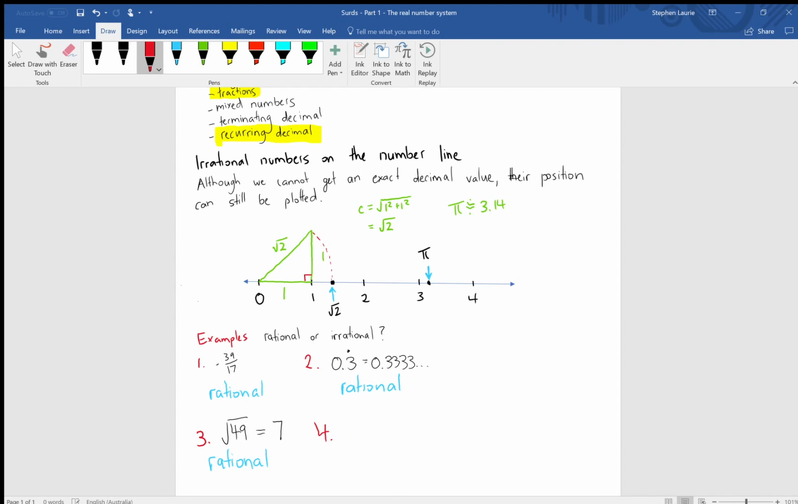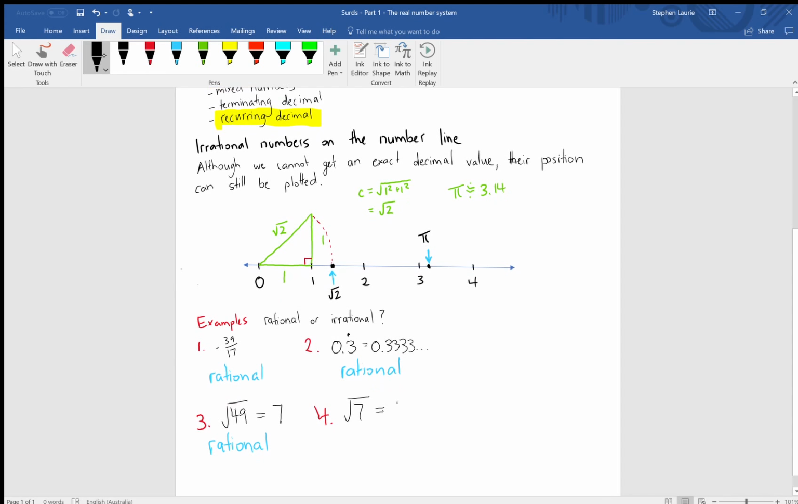Alright, last example. Since we're talking about 7, what about the square root of 7? Now we know 7 is not a square number, and if we put the square root of 7 into our calculator, we get 2.64575 and so on. Seems like it's not going to stop anytime soon, and there's no pattern that we can see. And this is in fact an irrational number.